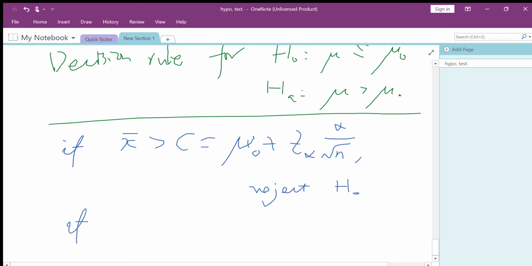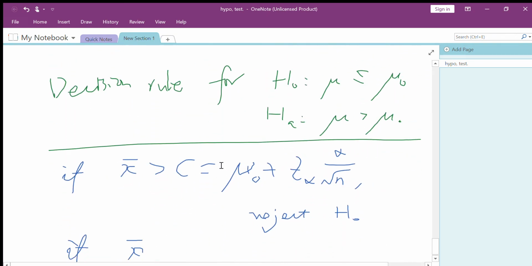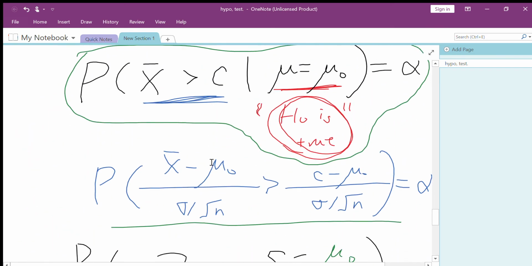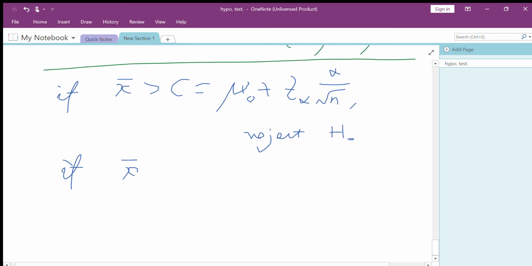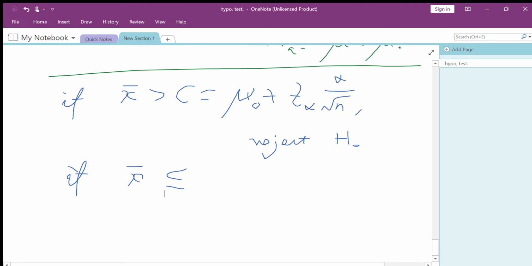Now if small x bar is less than or equal to C, equals mu 0 plus z alpha sigma divided by square root of n, do not reject H null.